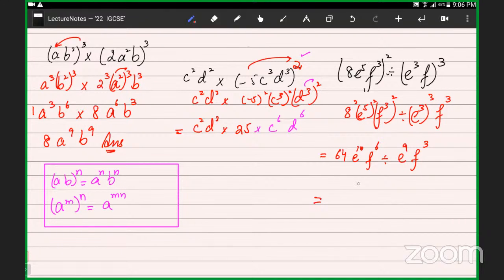And by the way, in division cases, it's very easy. 64 e power 10 f raised to the power 6 divided by e raised to the power 9 f power 3. Now what to do is take them to the numerator. It is 64 e raised to the power 10 minus 9 and f raised to the power 6 minus 3. That is 64 e power 1 into f raised to the power 3. Got it?